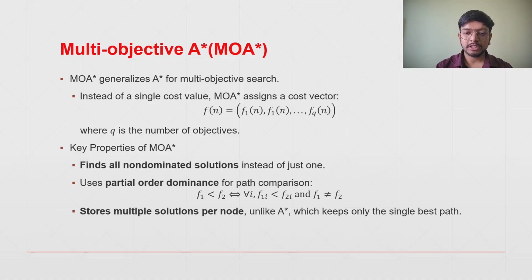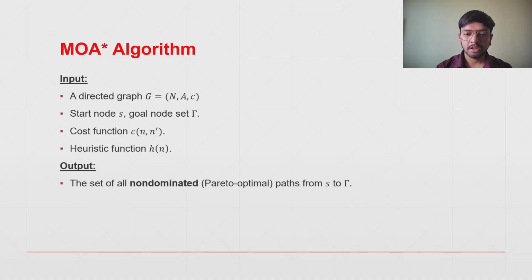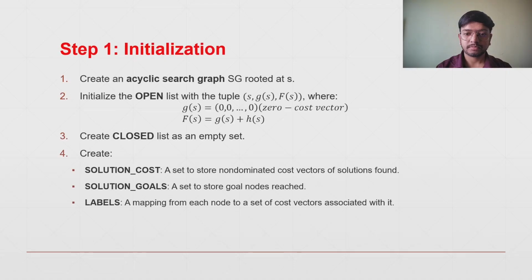In MOA star, rather than having a single value of f(n), we have a vector f(n) which contains the values of the different objectives. Also, rather than just finding one path like in A star, here we try to find all the paths and solutions that are non-dominated. For the MOA star algorithm, our inputs are a directed graph, which can be implicit also, a start node S, a set of goal nodes denoted by capital lambda, and a set of cost and heuristic functions for each objective. And for output, we get the set of all non-dominated paths from the start node to any goal node.